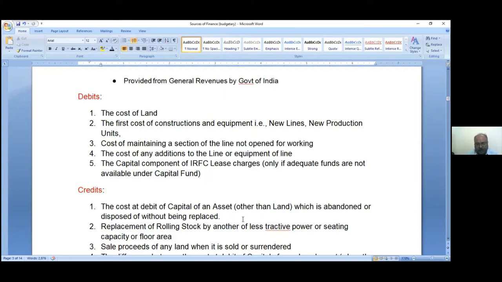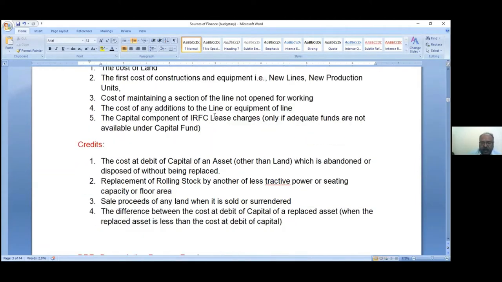Now we'll come to credits. Credits means how this capital is admitted or provided. See, the first one, as I already told, is that it is provided from the general revenues by Government of India each and every year. And other than that, at the time of condemnation of the asset, the original cost of the debit to the capital is to be credited to this capital. That means in the initial time, at the time of procurement or construction, it was debited to the capital. So the same debit is now a write-off. It is called write-off. So it is credited to capital at the time of an asset being abandoned or disposed of without being replaced.